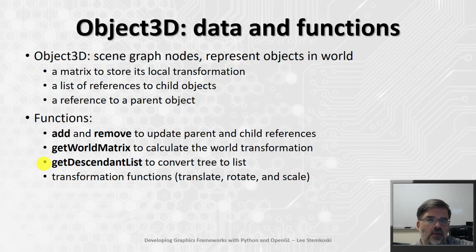GetDescendantList, which will collapse the tree object into a list, which will make it easier to iterate over the object later. And for convenience, we'll also add some transformation functions which generate and apply the transformation matrices that we set up in an earlier video.